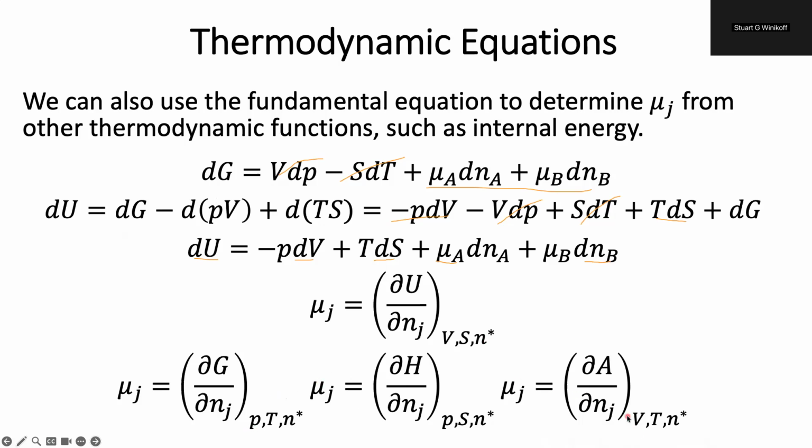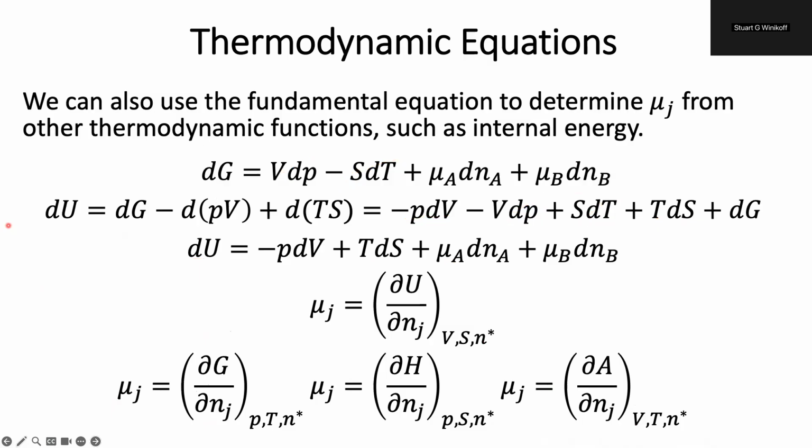And this is one of the reasons why, as chemists, we like to use Gibbs, because we tend to operate under isochoric conditions, making it easier to determine these chemical potentials, which, as we saw, really are going to dictate the compositions of a system.